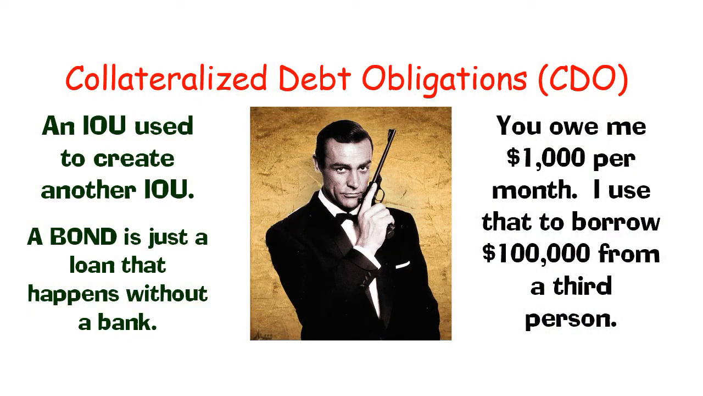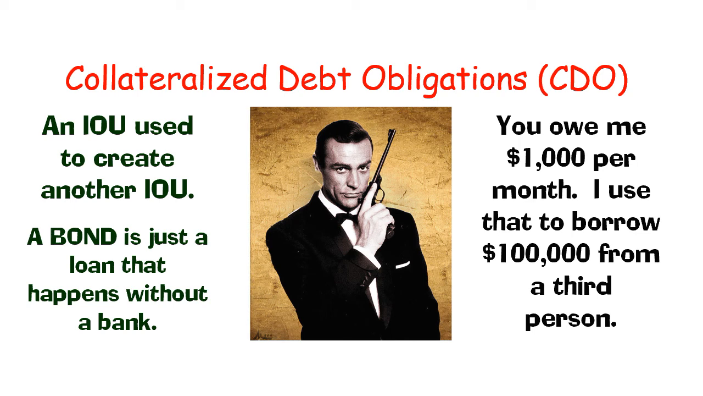Okay. We have these banks creating something called collateralized debt obligations. It's when we use an IOU to create another IOU. So my mortgage is a debt obligation. I owe money to whoever owns that piece of paper. That piece of paper says, I will pay you this amount of money every month until such and such a date. Okay?